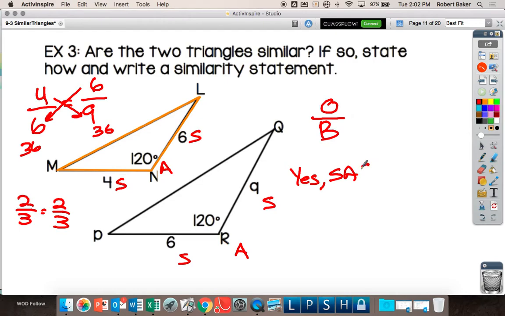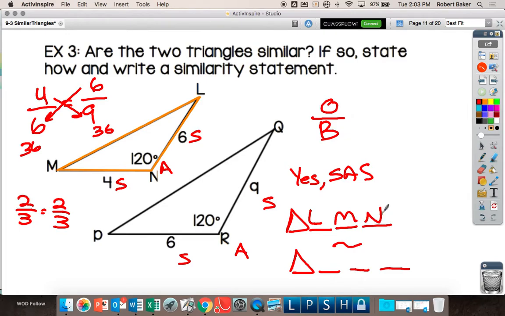The side angle side shortcut. Because they are similar from the side angle side shortcut, I have to write a similarity statement. I'm going to go ahead and name the orange triangle for you. LMN. Now it's your job to name the black triangle in the same order. QPR.